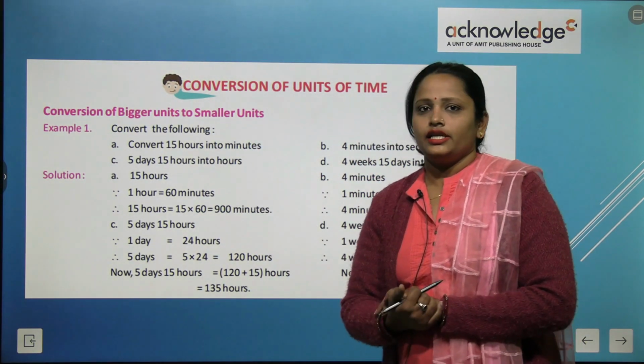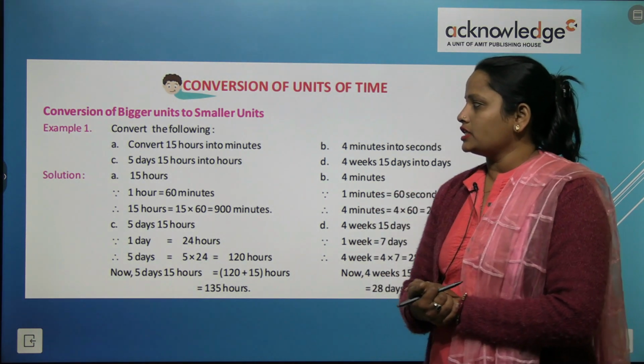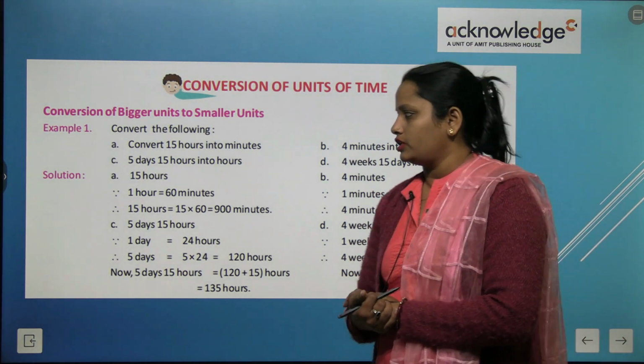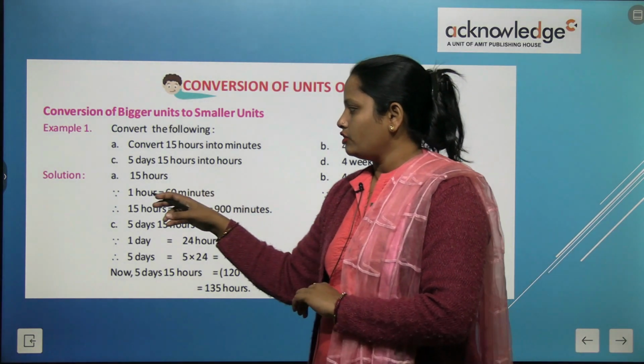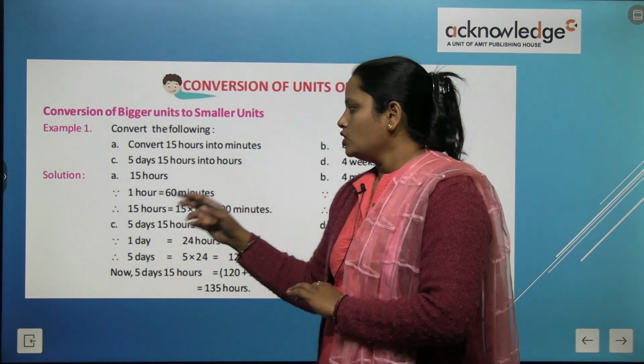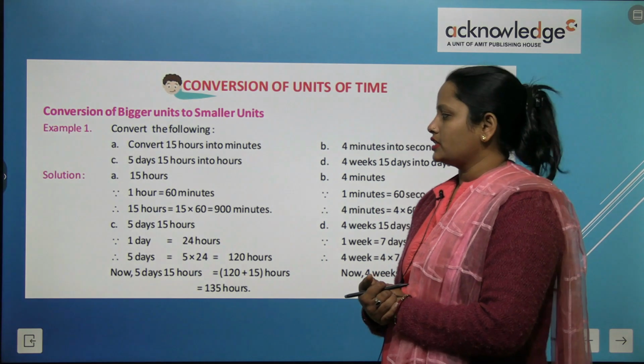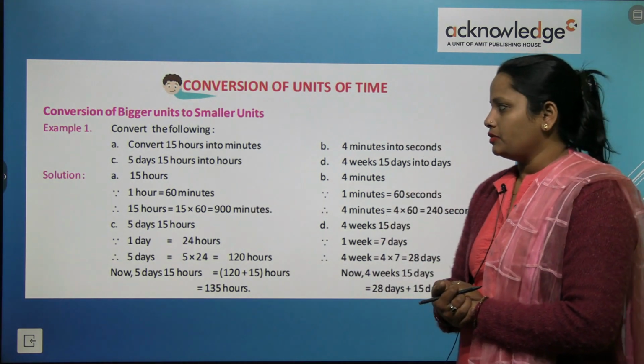So for this, let's convert 15 hours into minutes. 15 hours को minute में convert करना है. So 15 hours, which means 1 hour is equal to 60 minutes. So 15 hours is equal to 15 multiply 60, which will be 900 minutes.